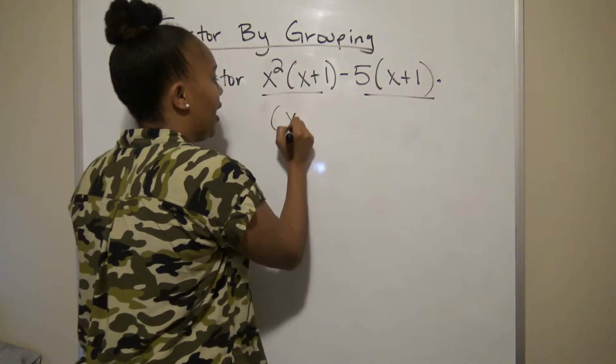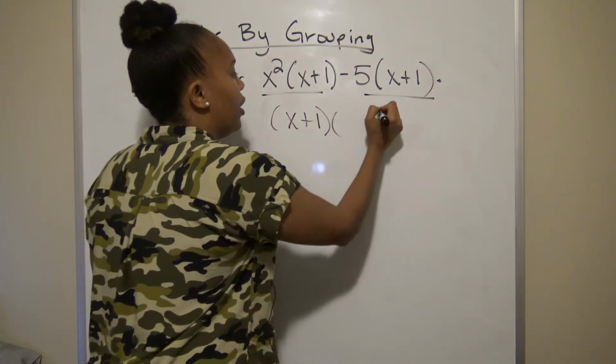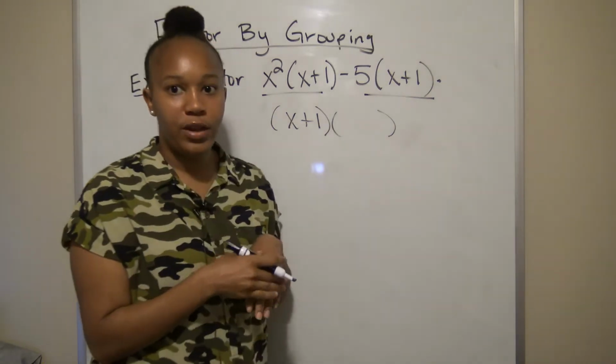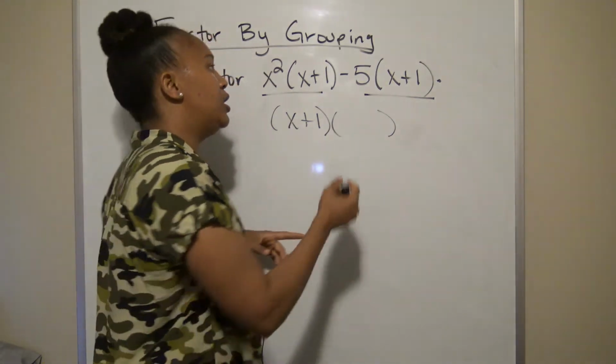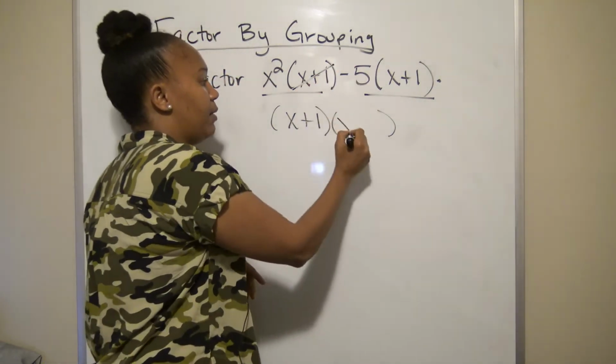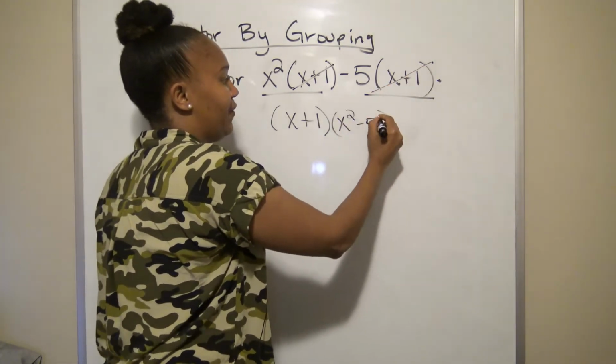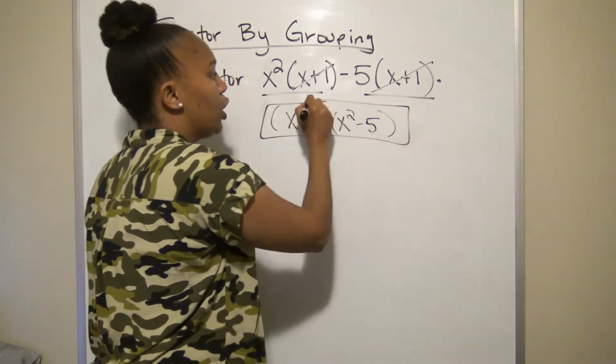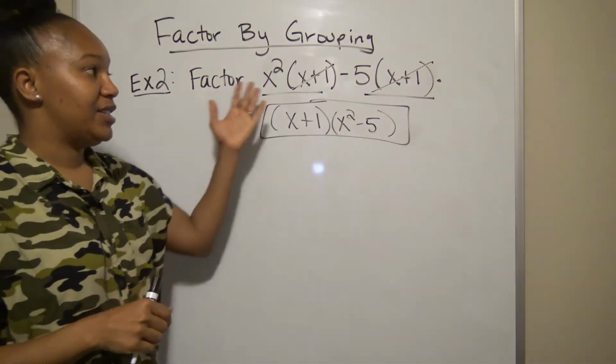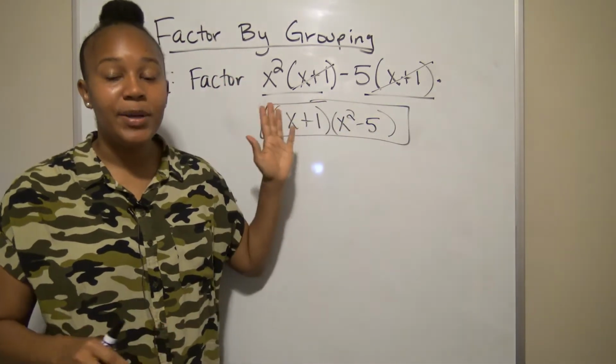So we want to pull out an x plus 1, and we're going to write what's left after pulling out the x plus 1 in parentheses. So if I take out this x plus 1 here, I'm left with x squared. If I take out this x plus 1 here, I'm left with minus 5. And so this is how you would factor that expression, okay? And this is going to help us to factor by grouping.